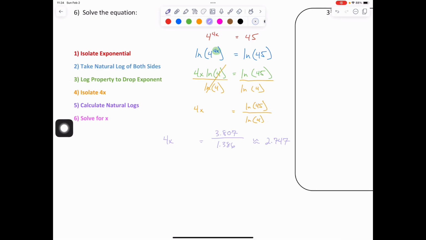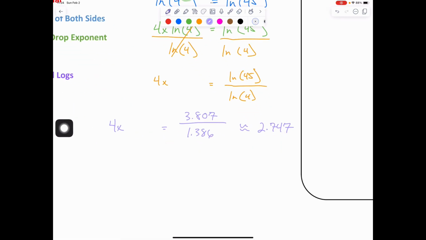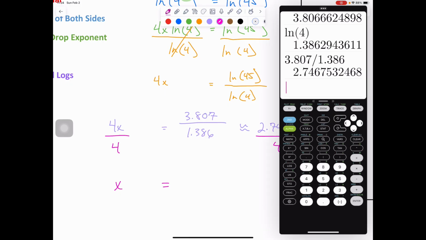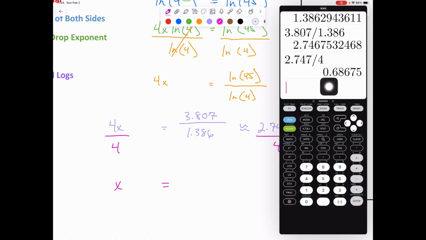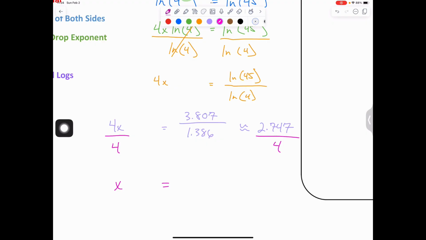And what does it say to do here? Just to simply solve for x. So our last step here, we will divide each side by 4. This will give us our x by itself. It equals 2.747 divided by 4, which is going to give us 0.686, and that 7 is going to round this 6 up, so it's going to be 0.687.